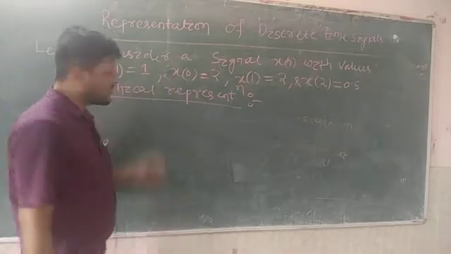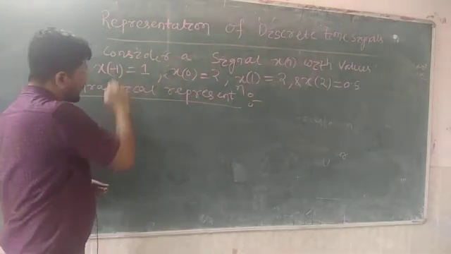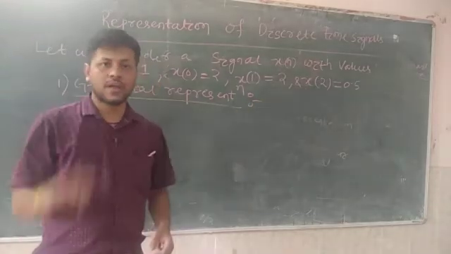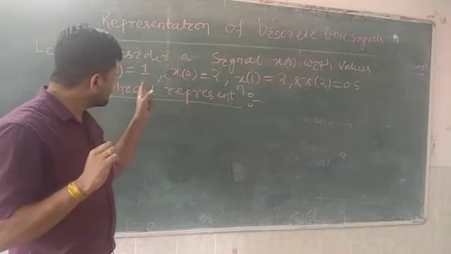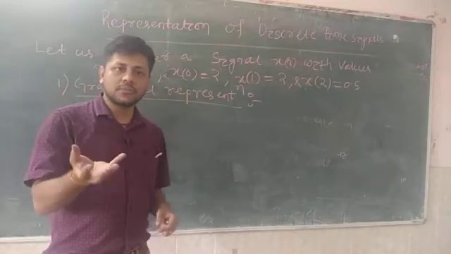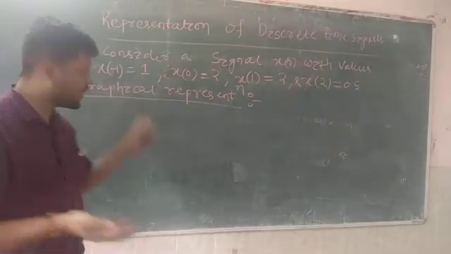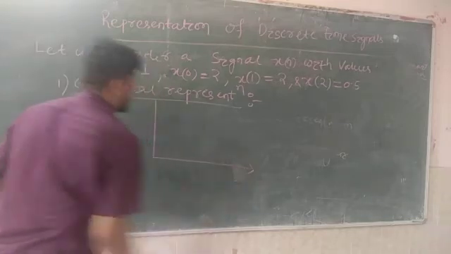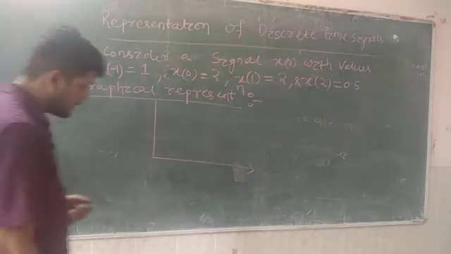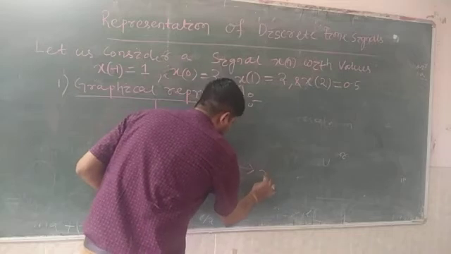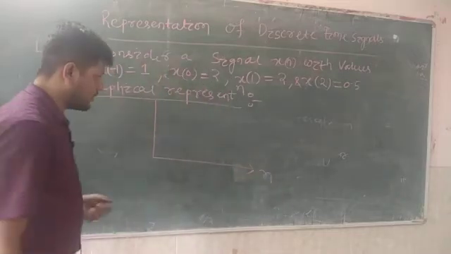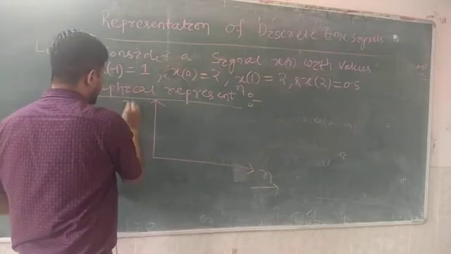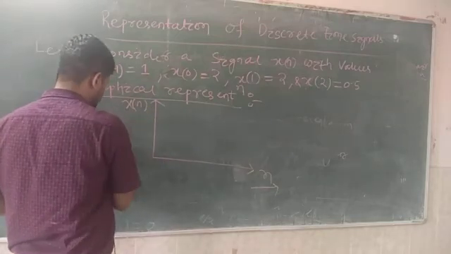So how many samples have I taken? I am taking n equal to -1, n equal to 0, n equal to 1 and n equal to 2. So we have only 4 samples, and for those time instants only we have some amplitude value. Now it is time to represent that graphically. How to plot the graph? Always the x axis is your independent axis, here the time is independent. So I have taken this as n, the discrete time, and this is x[n].